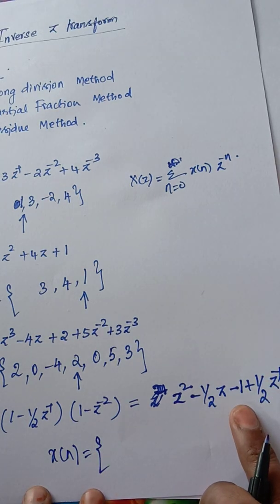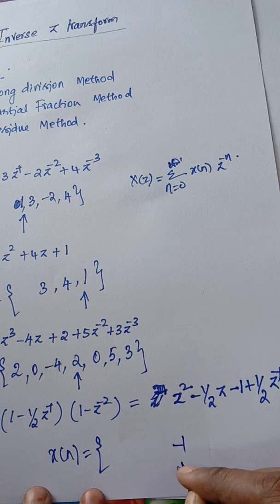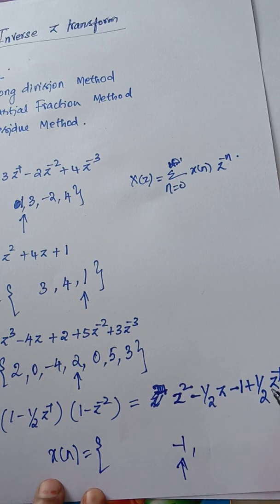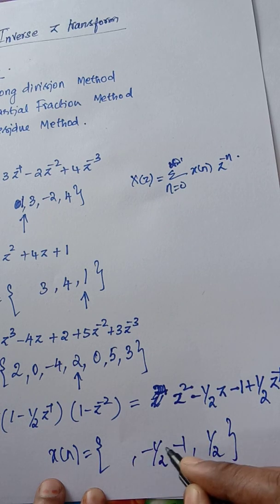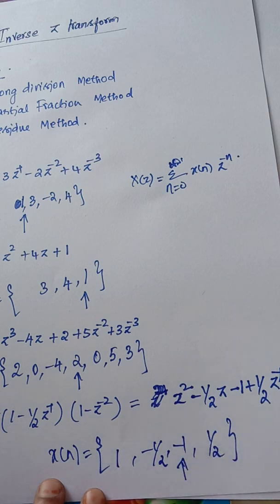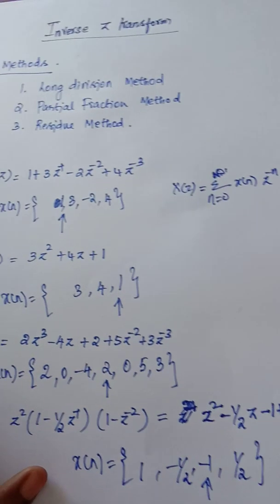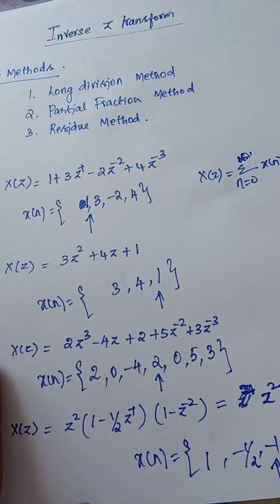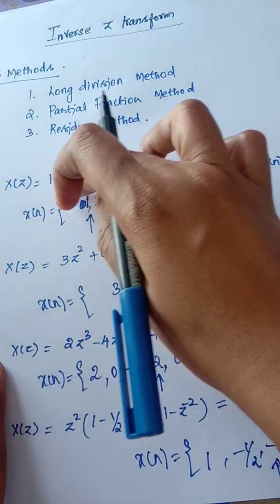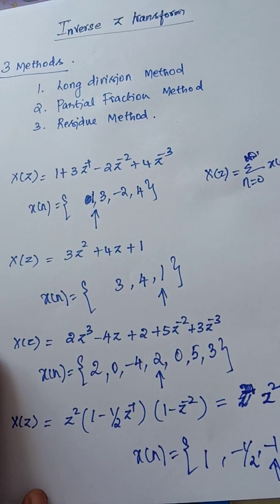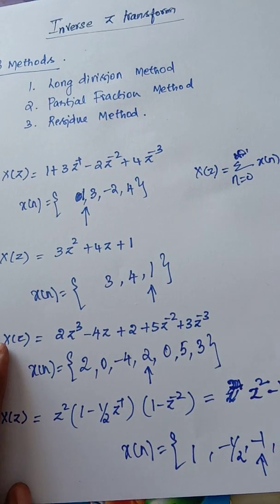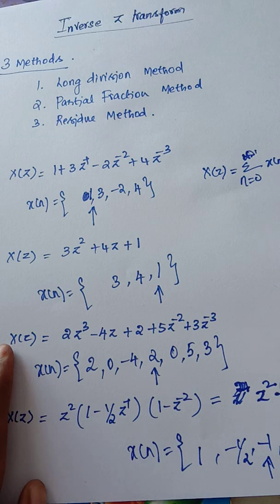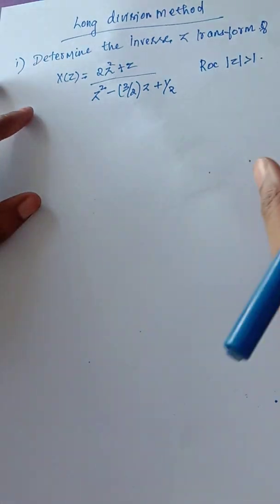Here the value at the origin is minus 1, so put the arrow here, then for the positive power you have 1 by 2, and then 1. So this is the procedure you can follow to find the sequence by directly visualizing it. If you are given a single sequence like this, in the numerator alone, you can easily write its inverse Z transform directly. The next method is the long division method.